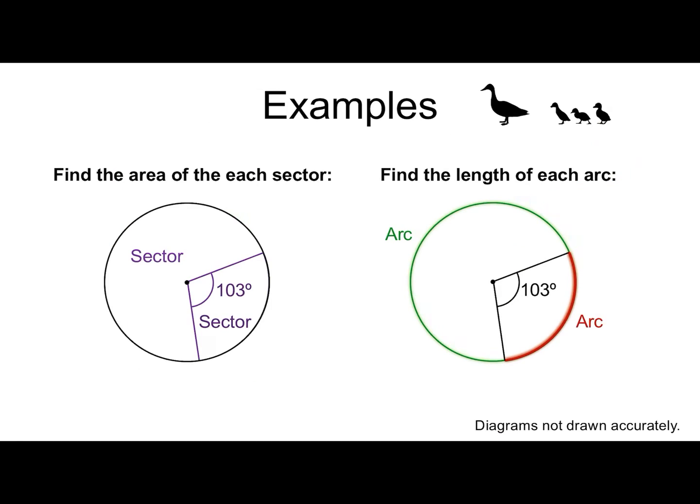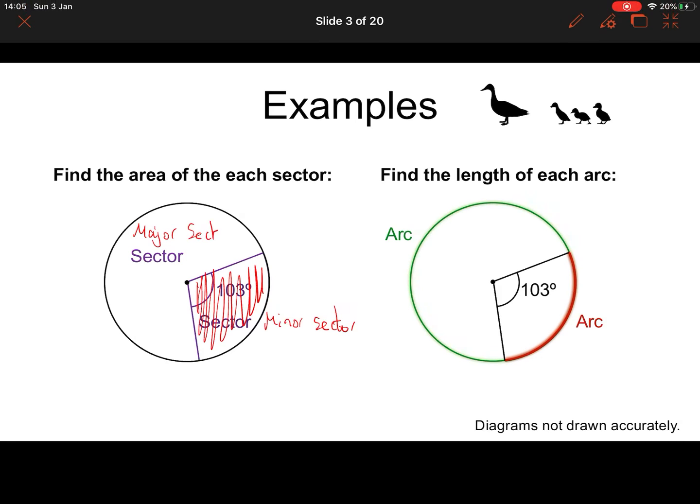Now, just to be absolutely clear what we've got. This is what we call a minor sector, and this is what we call a major sector. Okay, this area here is the major sector, and the red one is the minor sector. Same with this, we've got the minor arc and the major arc. So just in case we don't know which arc we're talking about, or which sector we're talking about, is it the bigger one, is it the smaller one? That's how we call them.